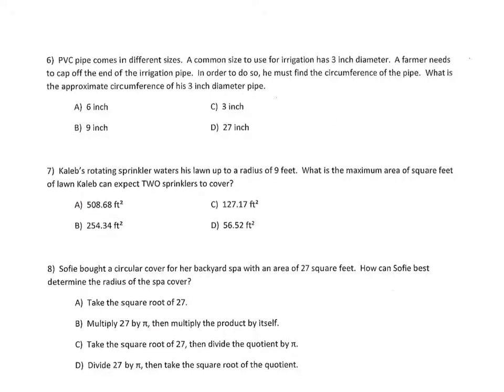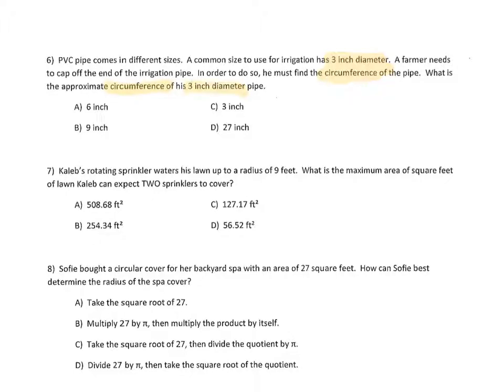Number 6, PVC pipe comes in different sizes. A common size piece of irrigation has a 3-inch diameter. Farmer needs to cap off the end of the irrigation pipe. In order to do so, he must find the circumference of the pipe. What's the approximate circumference of the 3-inch diameter pipe?